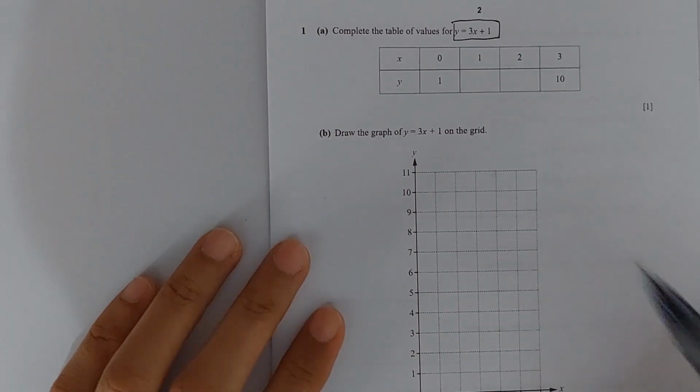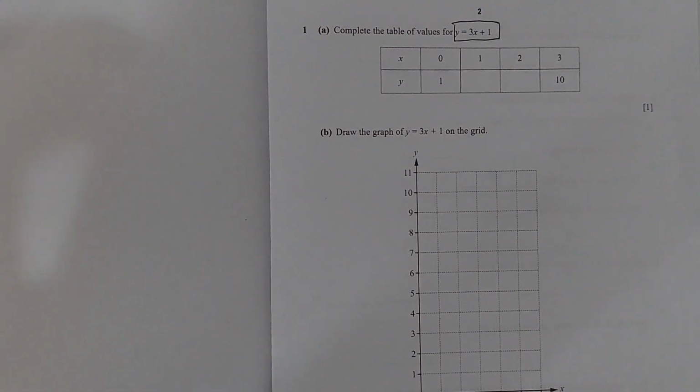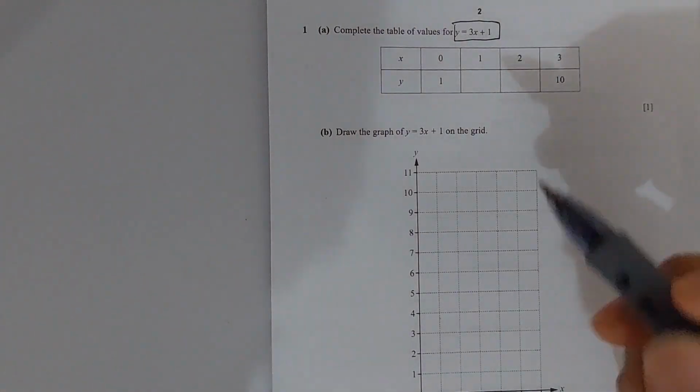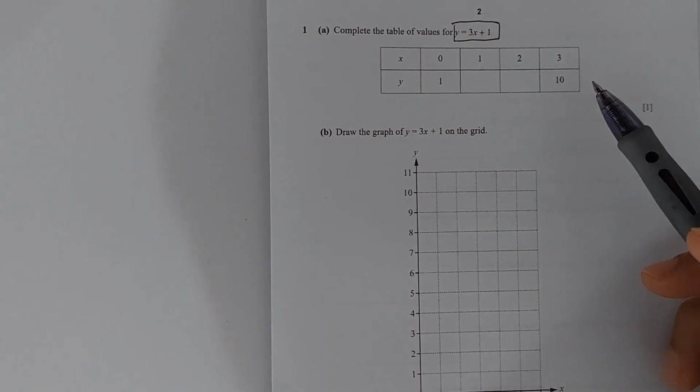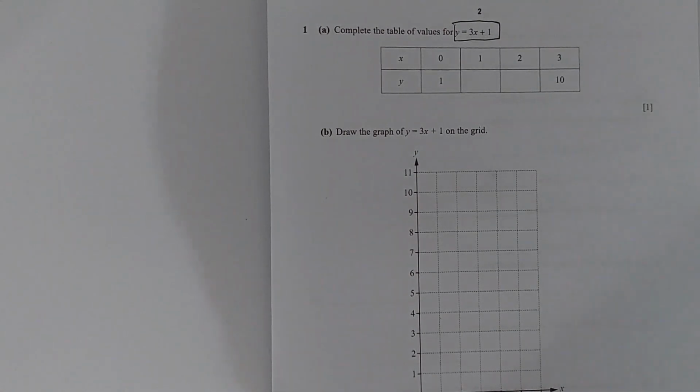Now, if you have a linear equation here, it means the biggest index of a variable is 1. Then for sure, the graph will be a straight line. In here you can complete this using the graph. Why? Because in this table you have two complete coordinates, which are (0, 1) and (3, 10). So you just draw that.